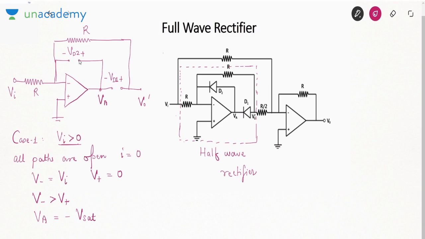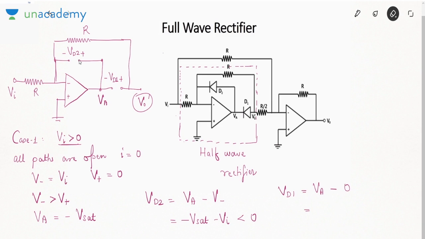Now what will be VD2? The voltage of VD2 will be VA minus V minus, this potential is VA and this potential is V minus. So minus Vsat minus Vi. It will be negative because Vi is also positive. What about VD1? V0 dash is 0. VA minus 0. Sorry, not VA minus 0, it is 0 minus VA.